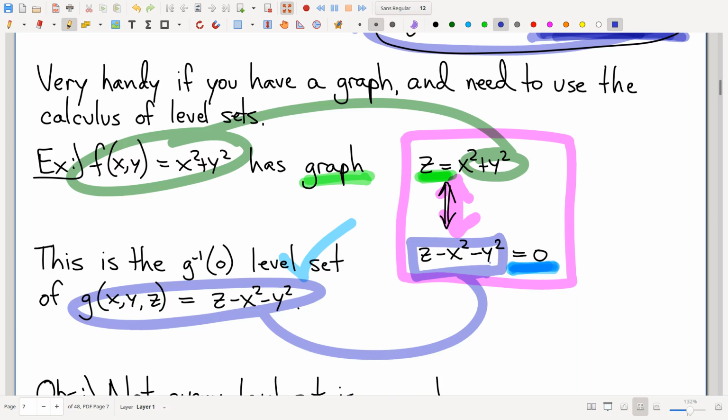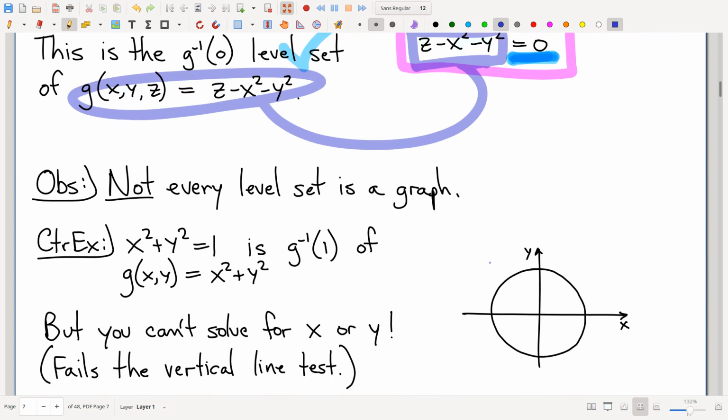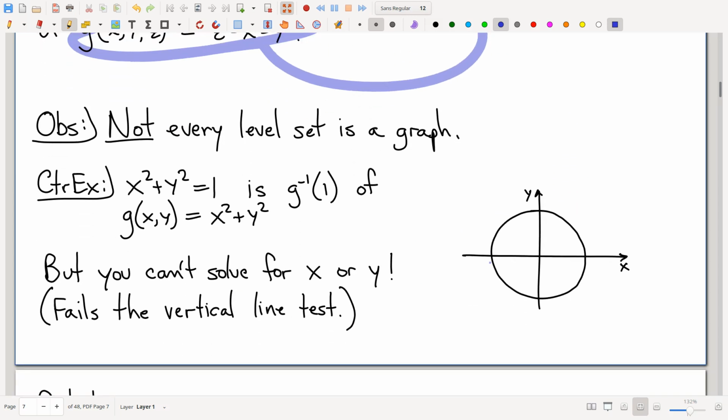And again, originally it came to me as a graph. I chose to view it as a level set of a different function. So it's a really nice move, very slick, very powerful. Tragically, it is a one-way move. Every graph is a level set, but not every level set is a graph.